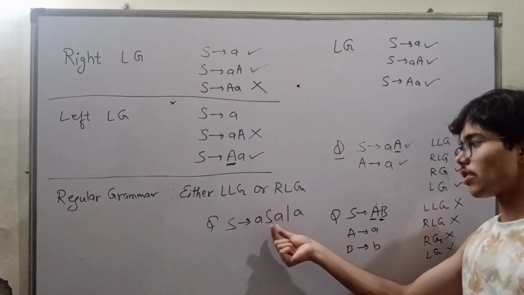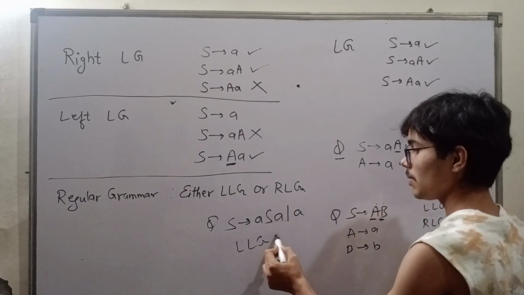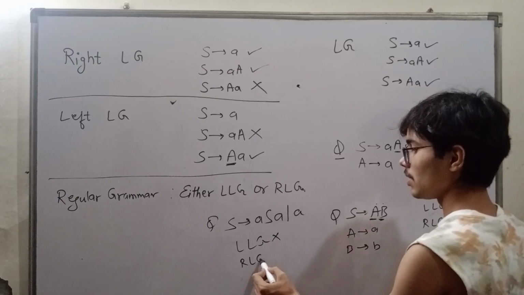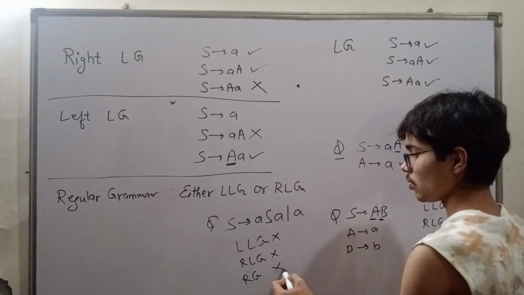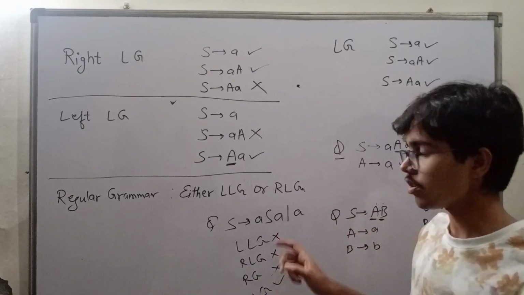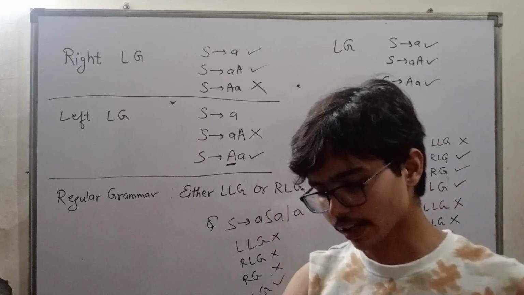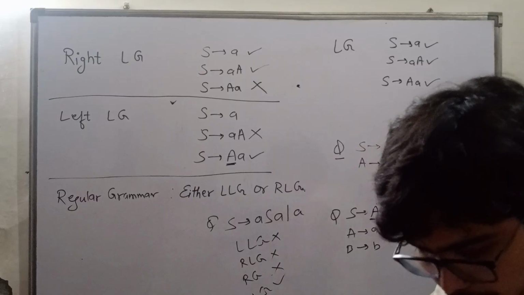Okay. This is not a left linear grammar. This is not a right linear grammar. Is this a left linear grammar? No. Right linear grammar? No. Regular grammar, both no. So this is also no. But linear grammar, yes. It is a linear grammar, where only one variable is present on the RHS. Okay. So that's how all these things work here.